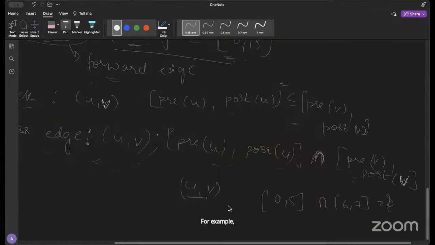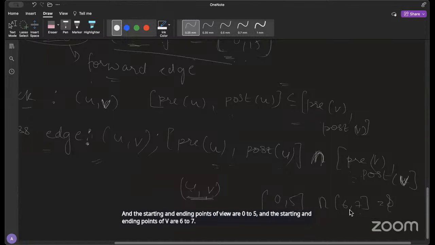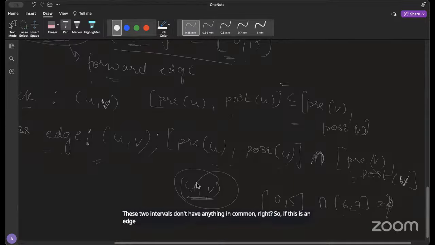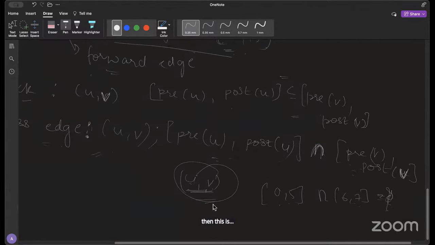For example, if there is an edge U to V and the starting and ending points of U are 0 to 5 and the starting and ending points of V are 6 to 7, these two intervals don't have anything in common, right? So if this is an edge in a graph, then this is a cross edge. This is an example of a cross edge.